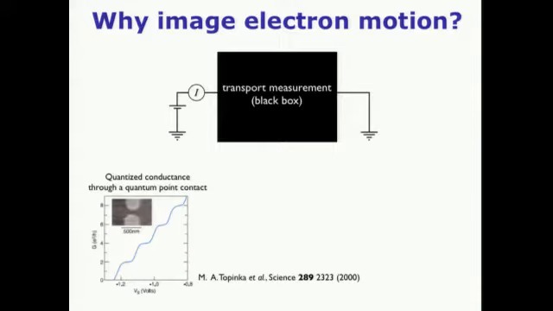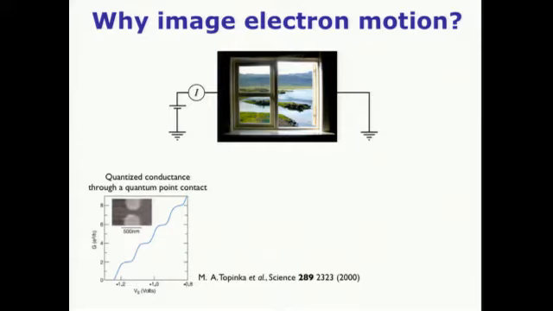For example, if you do a transport measurement in a quantum point contact device, here you can see the top-gated quantum point contact on a gallium arsenide device, you see plateaus corresponding to the number of channels going through the point contact. And that's pretty much it using a transport measurement. But using imaging, you can actually see what is going through this point contact, how these electrons are flowing through the point contact in this gallium arsenide 2DEG.